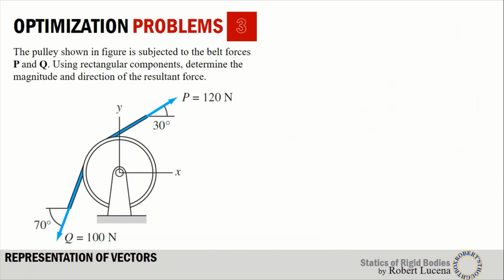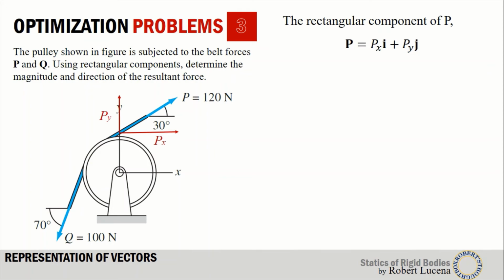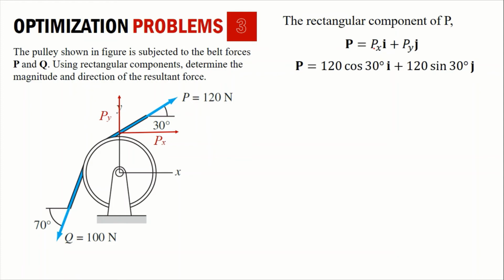Let's have another problem. The pulley shown in the figure is subjected to the belt forces P and Q. Using rectangular components, determine the magnitude and direction of the resultant. So this is simply a two-dimensional vector analysis. So recall that P has two components, Pxi plus Pyj. So this is the vector along the x-axis and the vector along the y-axis. Adding them up yields the vector P with a magnitude of 120 Newtons. To get the x component of P, because this is 30 degrees, that is simply 120 cosine 30 degrees, plus the y component, or the magnitude of the y component of P is 120 times sine 30 j.